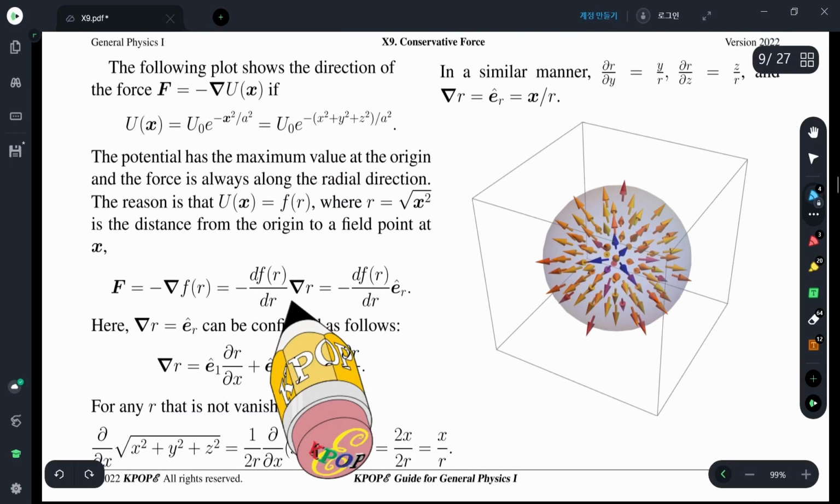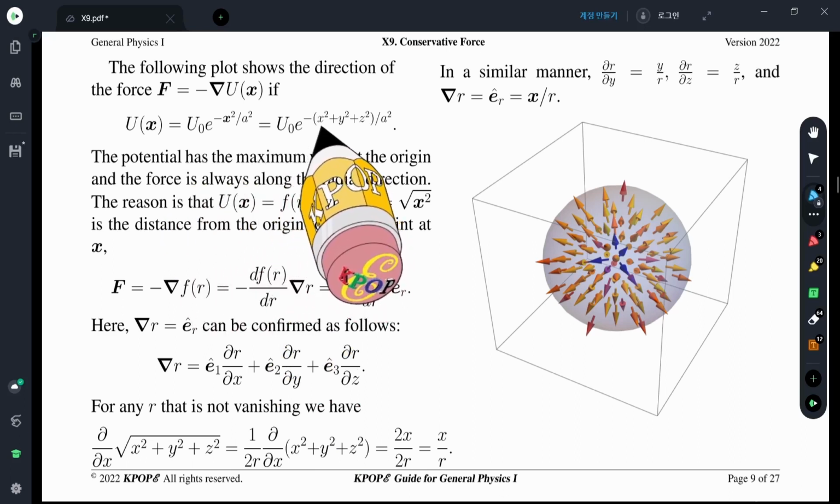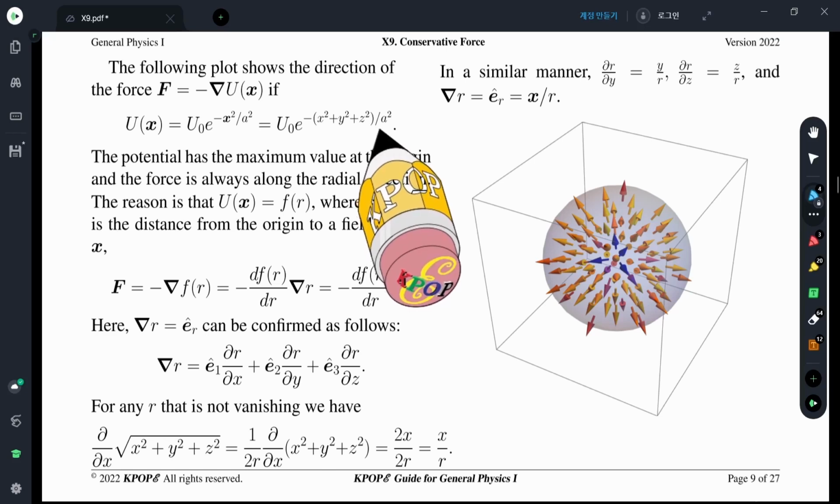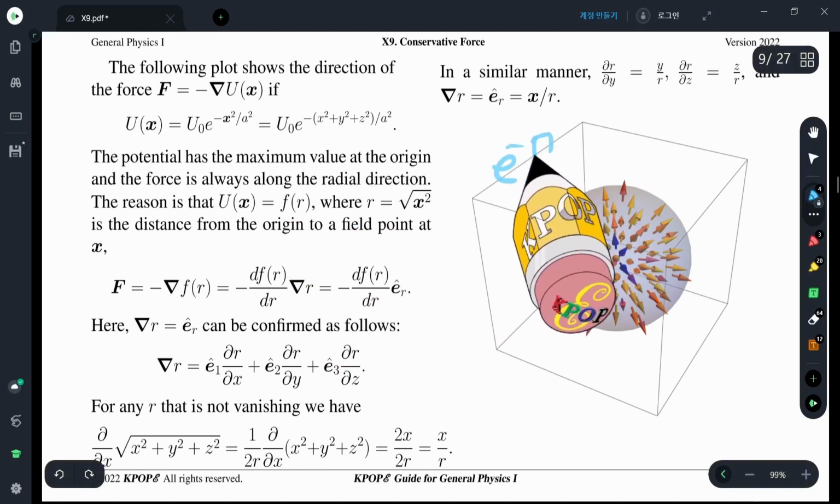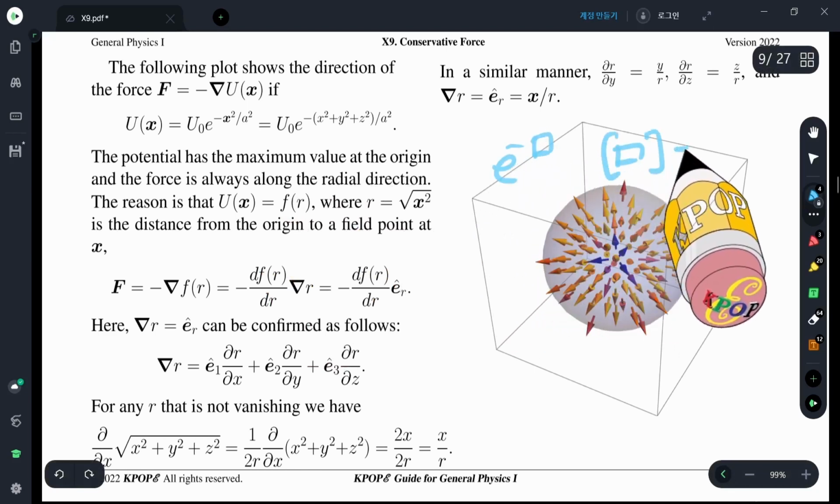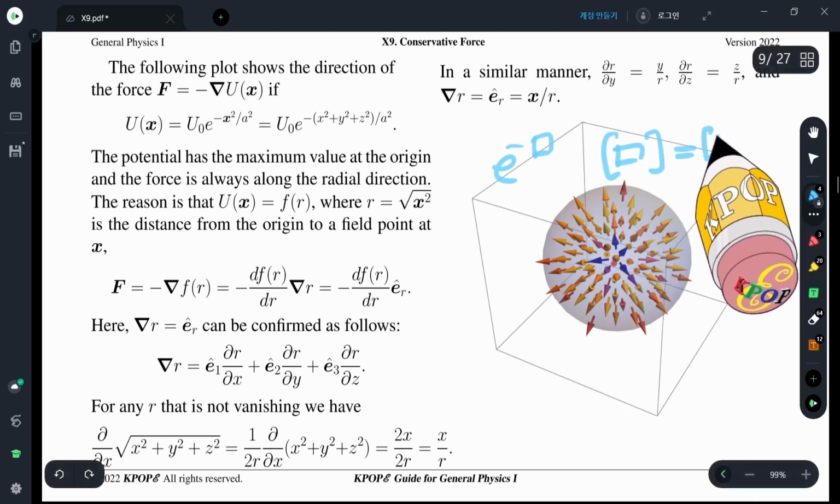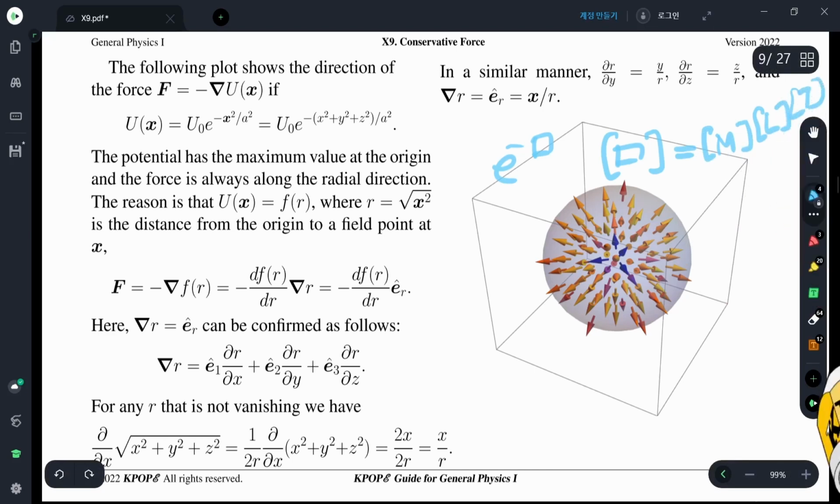Let's consider the case where the explicit potential energy form is Gaussian form. Here we have x squared, y squared, z squared divided by a squared, certainly in an exponential. The argument of the exponential should be dimensionless. Mass, length, time, that's power. This power must be 0, 0, 0.